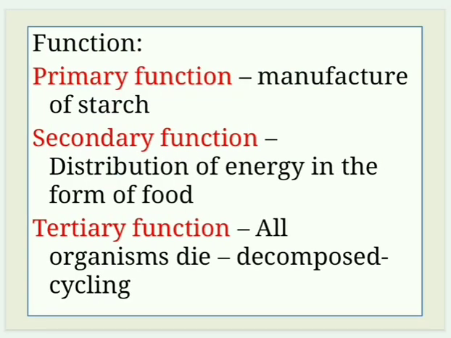Then coming to the function of an ecosystem. The main function is that it allows the flow of energy and cycling of nutrients. There are three different types of function: primary function, secondary function and tertiary function. Primary function is the manufacture of starch using photosynthesis. Secondary function is distribution of energy in the form of food to all the consumers.